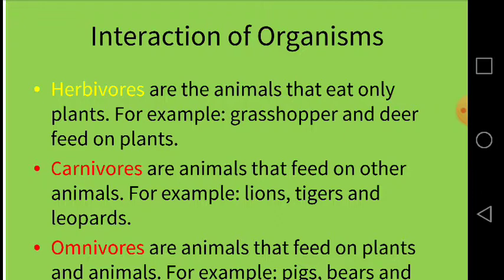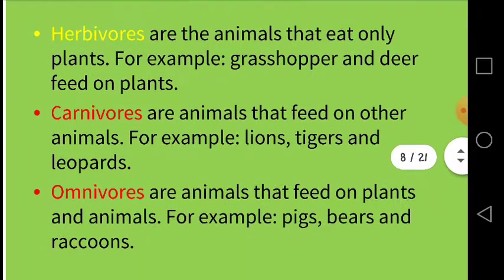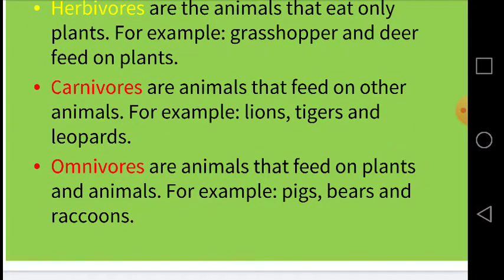Another type of interaction of organisms is called carnivores. These are organisms or animals that feed on other animals. Examples are lions, tigers, and leopards. And omnivores are those animals that feed on plants and animals both. Examples: pigs, bears, and raccoons, and even you and me, meaning humans.